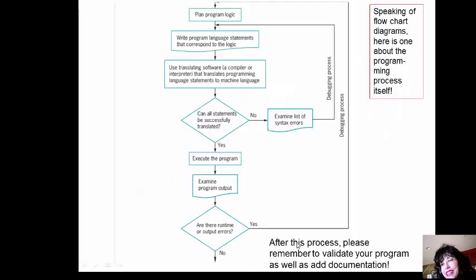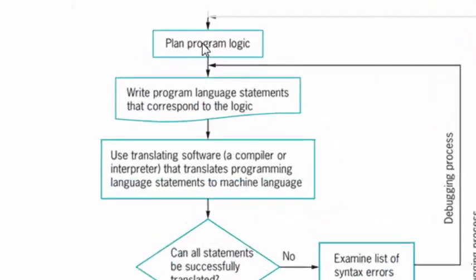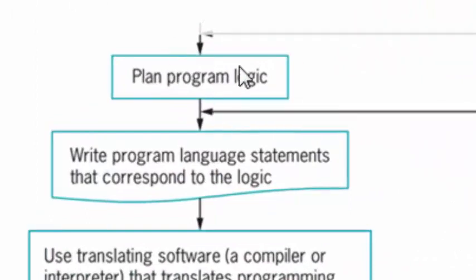Here's a flowchart diagram right here about the programming process itself. So at the very top, you have this rectangle that says what you'll do first. So you're going to follow the arrows, this flow chart. Here's the flow. First, plan your program logic. This is the step where you're going to use your pseudocode. Okay, after you do that, then you're going to write your program language. So you're going to type up your code. Then you're going to compile or run it.